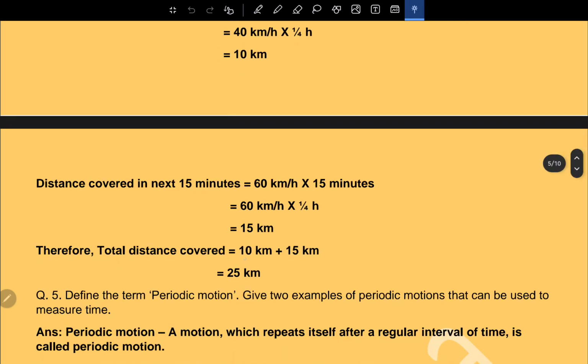Therefore the total distance covered is 10 km in the first case, the first 15 minutes. In the second case, since the speed is increased, the distance covered is increased. So this comes to 25 km.